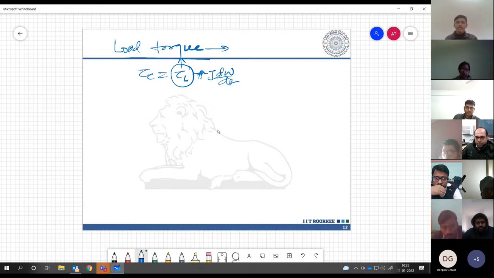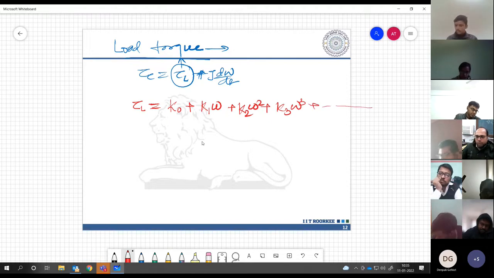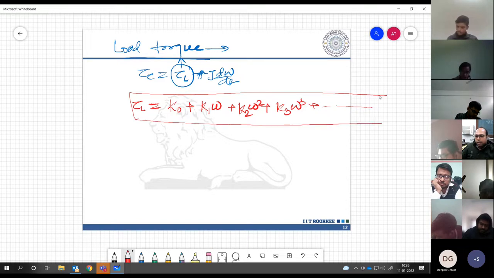Okay. In general, if we have to define this load torque, it could be a very general torque, something like K0 constant plus K1 omega plus K2 omega square plus K3 omega cube and so on. This could be a general expression for any torque which you may see in the system. Now these constants K0, K1, K2, K3 may all be different. You understand my point?